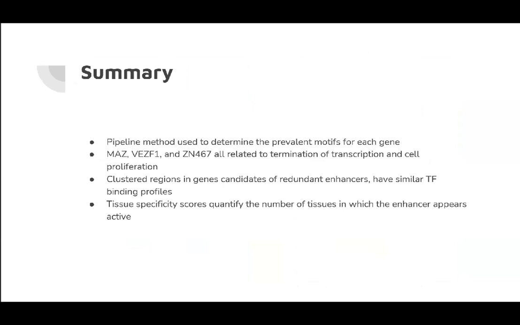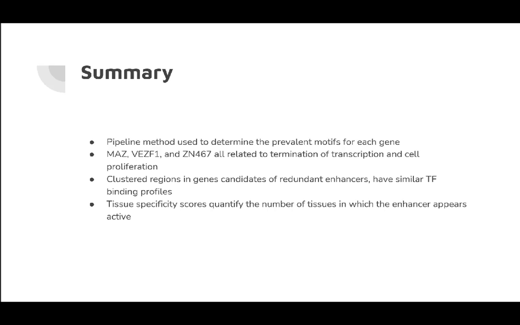And then overall, in our research, we used a pipeline method to determine motifs for each gene. We found that MAZ, VEZF1, and ZN467 are all related to termination of transcription and cell proliferation. We also found from our analysis that clustered regions in gene candidates are candidates for redundant enhancers, and they have similar transcription factor binding profiles.